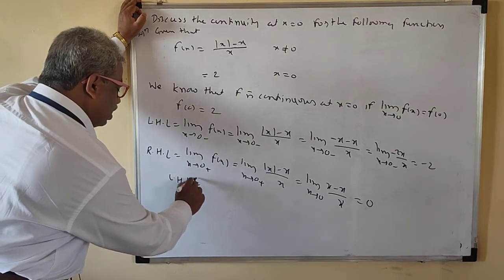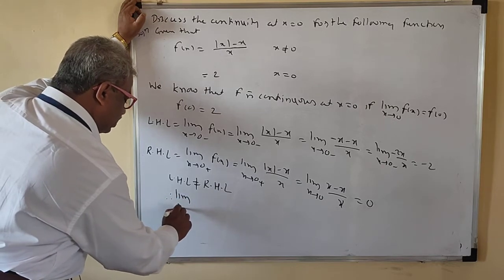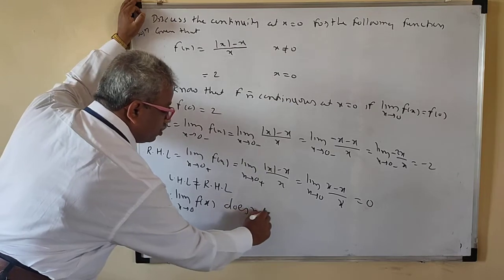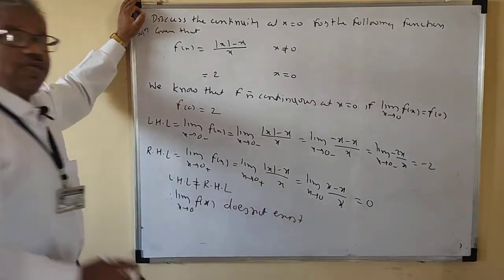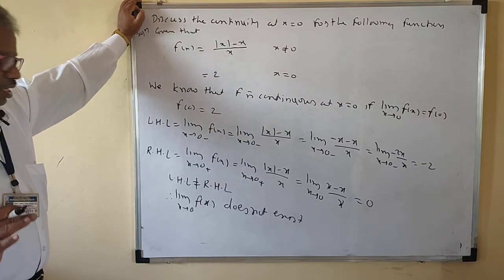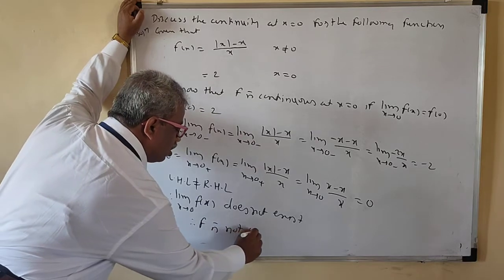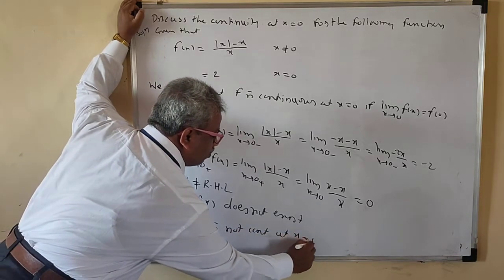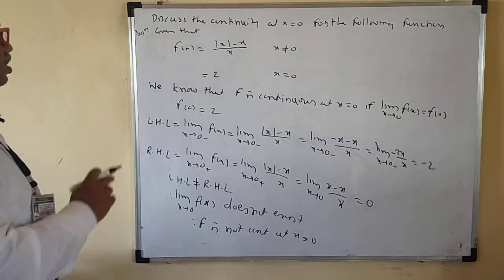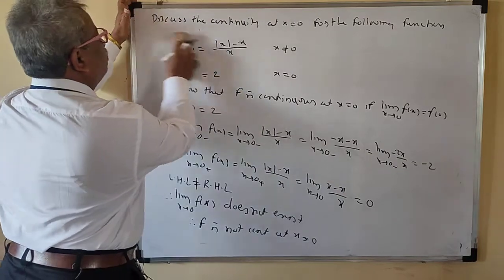That means the left hand limit is not equal to the right hand limit. Therefore, limit x tends to 0 of f of x does not exist. If the limit does not exist or f of 0 is not defined, then the function will be discontinuous. Therefore, f is not continuous at x is equal to 0, or f is discontinuous at x is equal to 0. Now next.